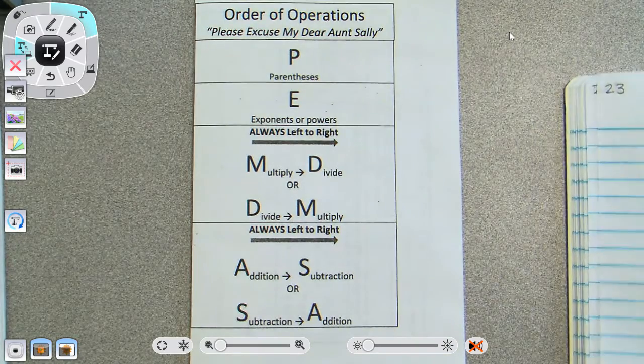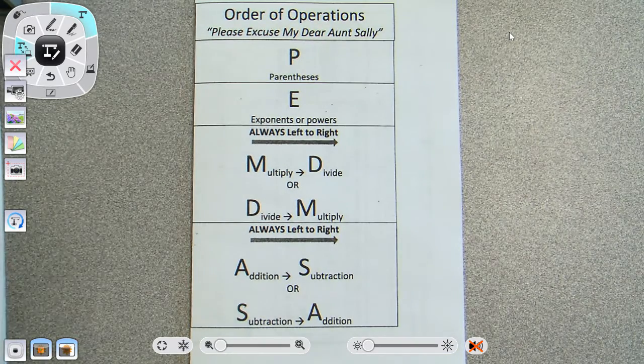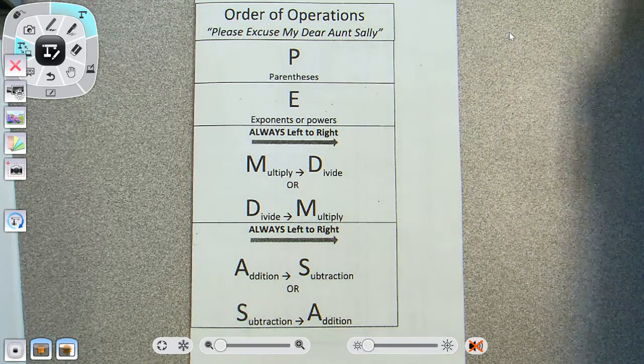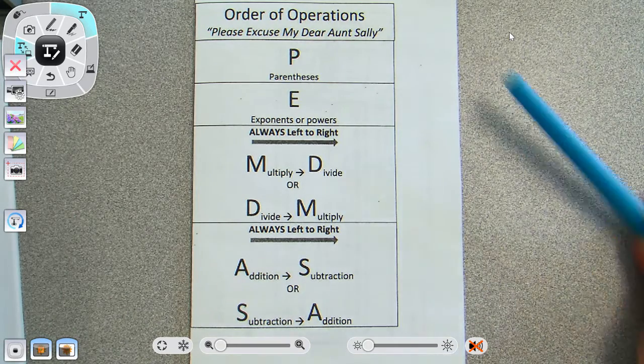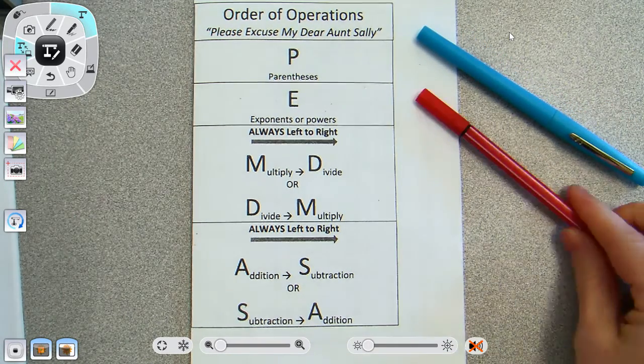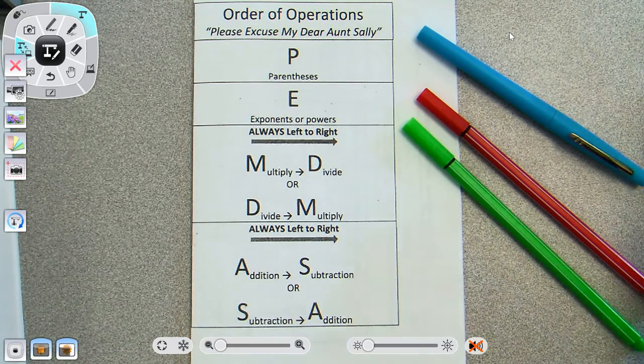You don't need to use different colors today. However, you can if you'd like to. I'm going to use some colors just so that it stands out a little bit on these notes. I'm going to get a blue and a red and a green ready just in case we need them, and they'll show up a little bit better on my video. So today we're going to talk about the order of operations.